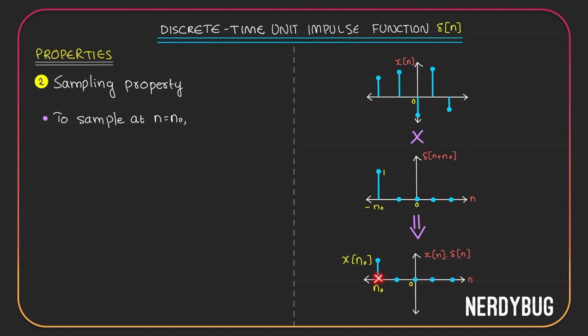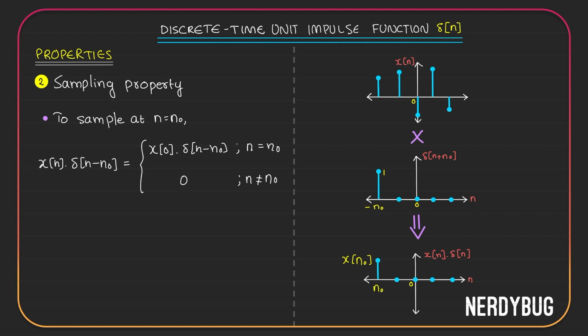The only value we get will be at n naught, and its magnitude is going to be the value of x of n at that point, x of n naught. Mathematically, we'll write it like this: x of n multiplied by delta of n minus n naught will be equal to x of n naught if n is equal to n naught, or we'll get 0.